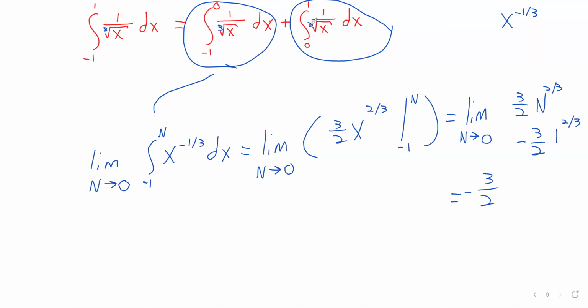This is -3/2. Everything's continuous. We can just stick 0 in there. 0 to the 2/3 is 0. 1 to the 2/3 is 1. So 0 minus 3/2.